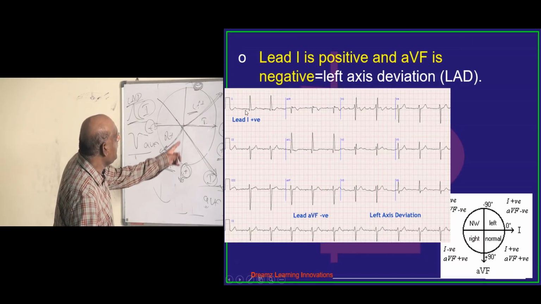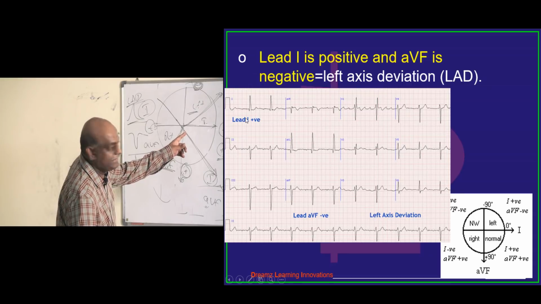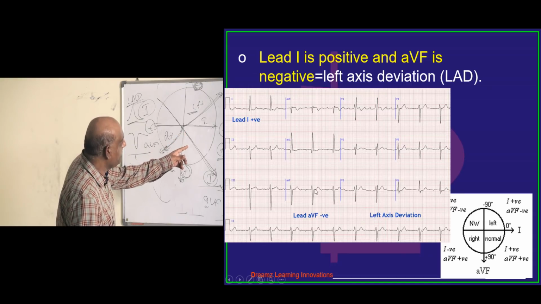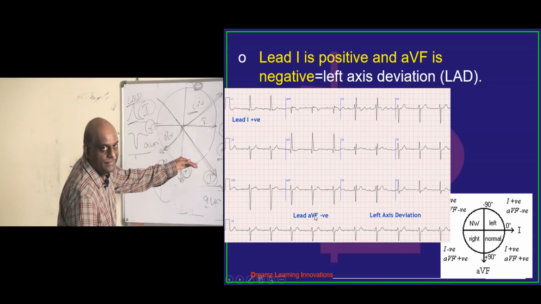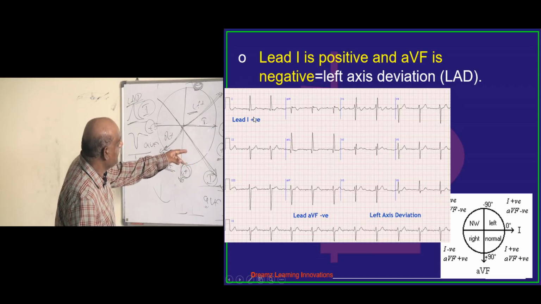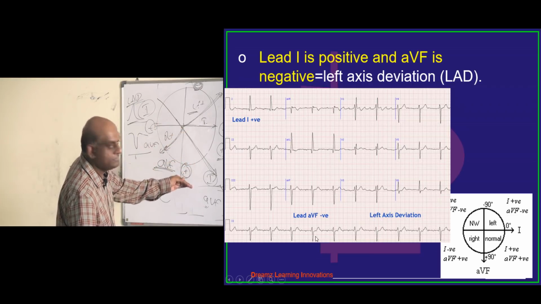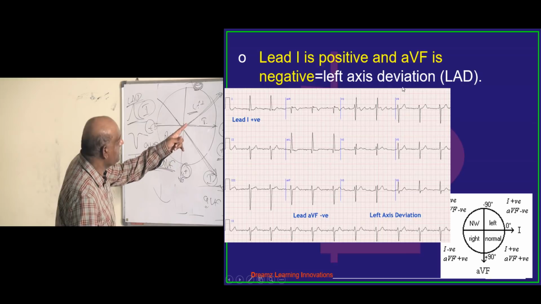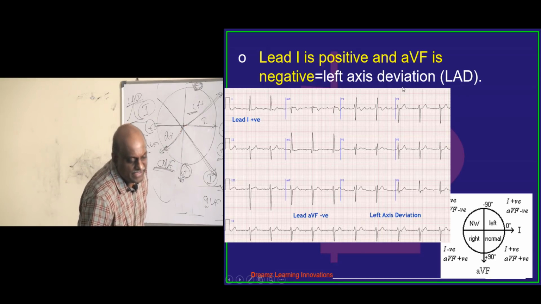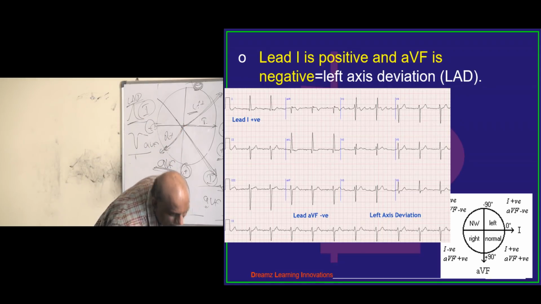Now, how is the lead one? Lead one is positive, but lead AVF is negative, looking down. So they left each other. It is going up and this is going down. So it is a left axis deviation is what you need to remember.